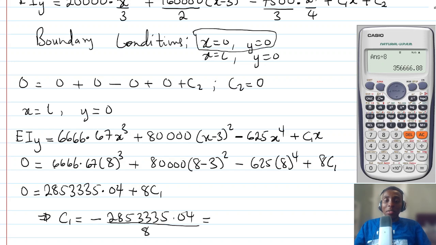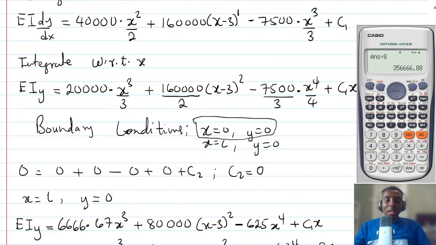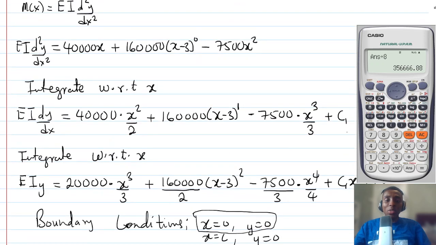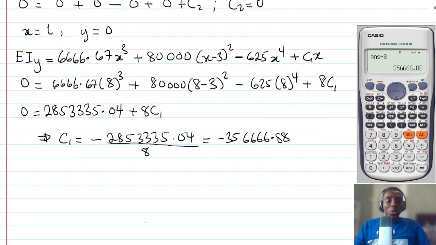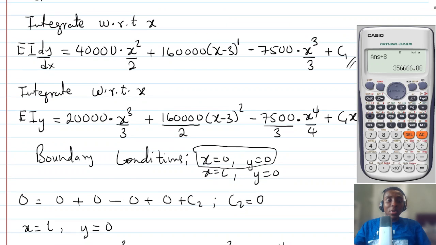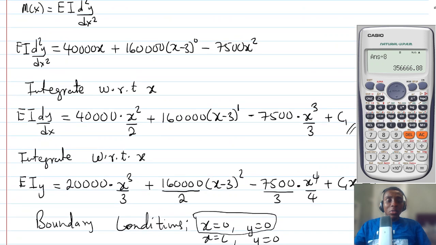So minus 35,666.88. Okay, so this is the value of c1, which means that we can now go ahead and write the deflection equation because we now know the c1, which is here, sorry, the slope. It means that our slope equation dy dx is nothing but, so our slope equation is going to be what? So we are just going to copy and paste everything again. So this is the slope equation.